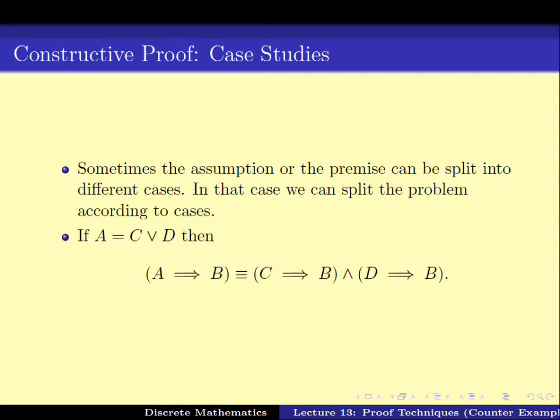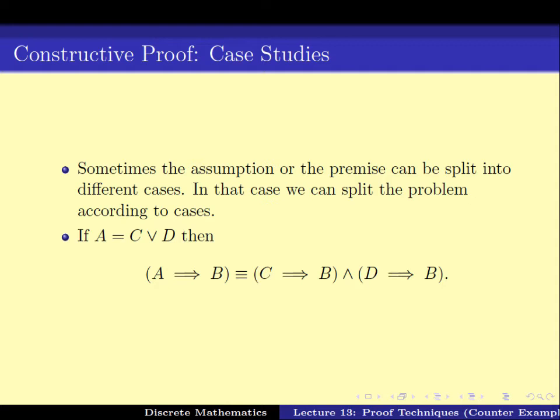Namely, if A can be written as C or D, then proving A implies B is the same as proving C implies B and D implies B. Here it is important to note that how to split A into these two things, C or D, is something that requires some amount of art and understanding of the problem. One would like to split it into C or D in such a way that proving C implies B and D implies B becomes easier.